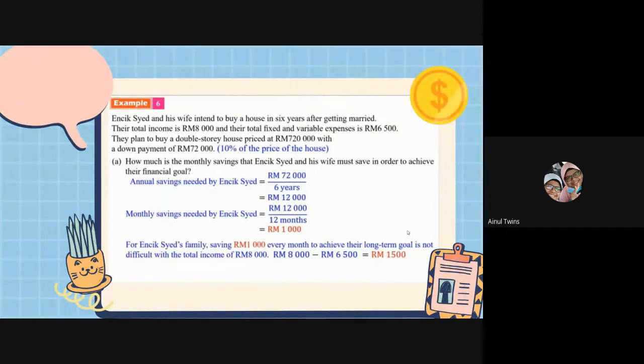For Encik Said's family, saving 1,000 ringgit every month to achieve their long-term goal is not difficult with the total income of 8,000 ringgit. So now, the total income is 8,000 ringgit and the total expenses is 6,500 ringgit. So we must minus these both and we get 1,500 ringgit. So it is not hard for them to save 1,000 ringgit every month.